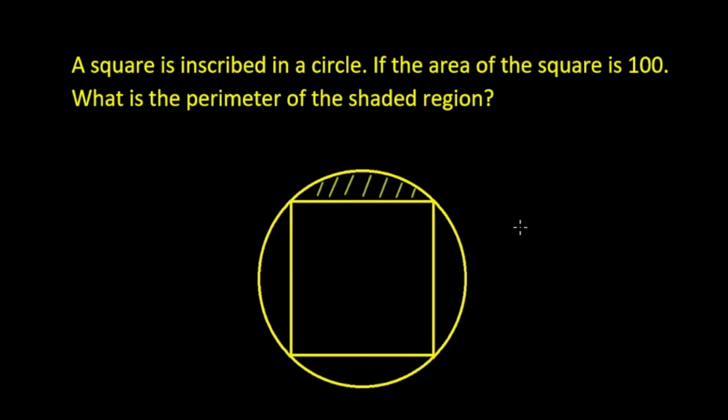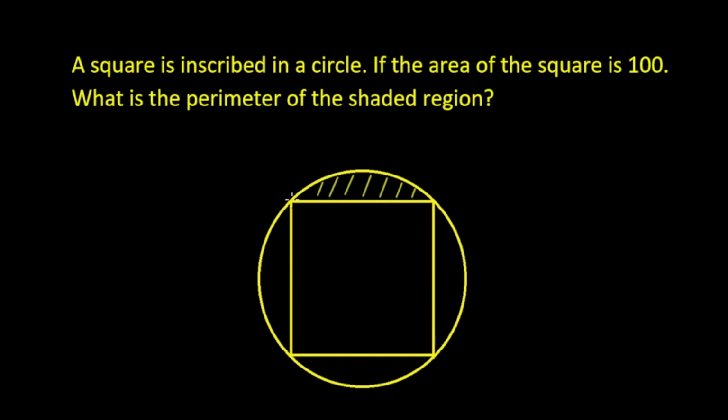Let's solve this question here. A square is inscribed in a circle. If the area of the square is 100, what is the perimeter of the shaded region? So we're looking for the perimeter of these lines here.